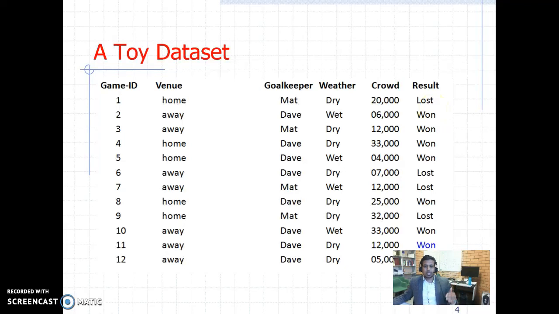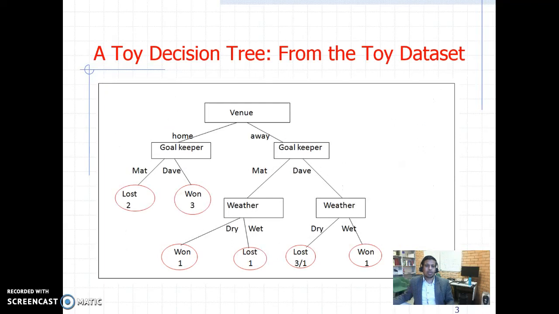Now when you have a big data set like this, then it's very difficult to understand the pattern or knowledge from the data set. Then you may actually want to build a decision tree like this that will tell you, okay, if the venue is home and goalkeeper is Matt, then they lost the match. They played 2 times under this situation and they lost both times. So it can give them some idea why they are winning and why they are losing. Now this is just a toy example, but when you have a very big data set, this can be very meaningful.